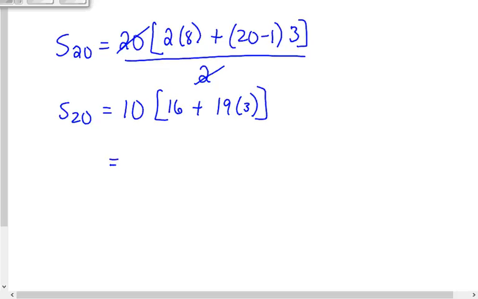And when we work that out and punch that into our calculator, we're going to find that S20 is going to equal 730. So the sum of 20 terms is equal to 730.